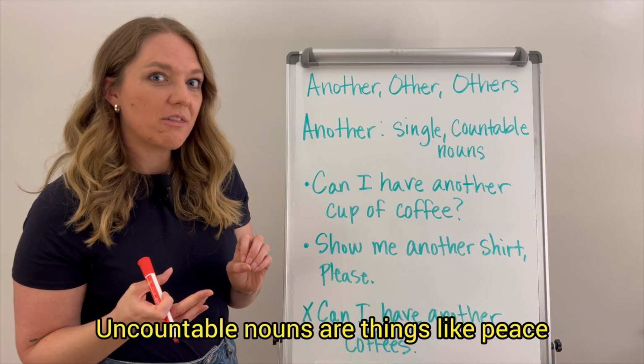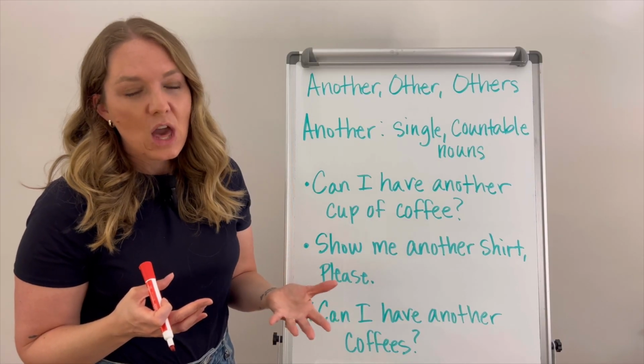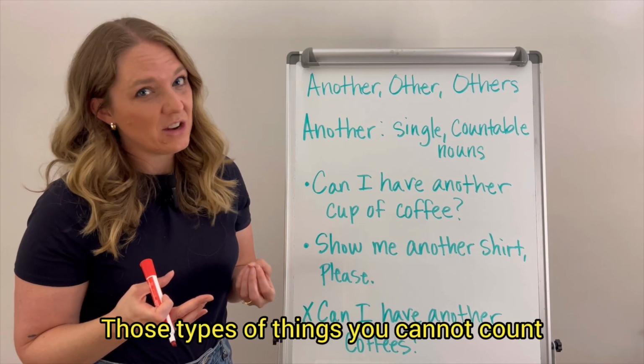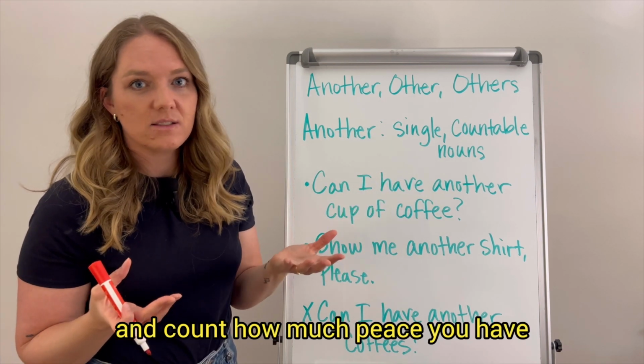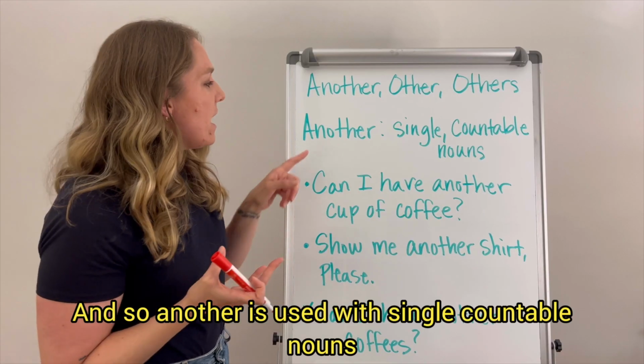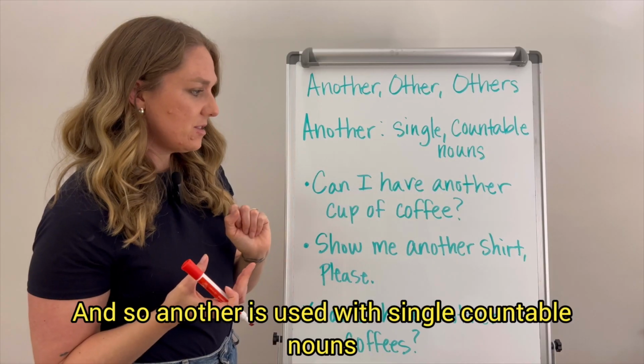Uncountable nouns are things like peace, happiness, joy. Those types of things you cannot count. You can't look at peace and count how much peace you have. And so another is used with single countable nouns.